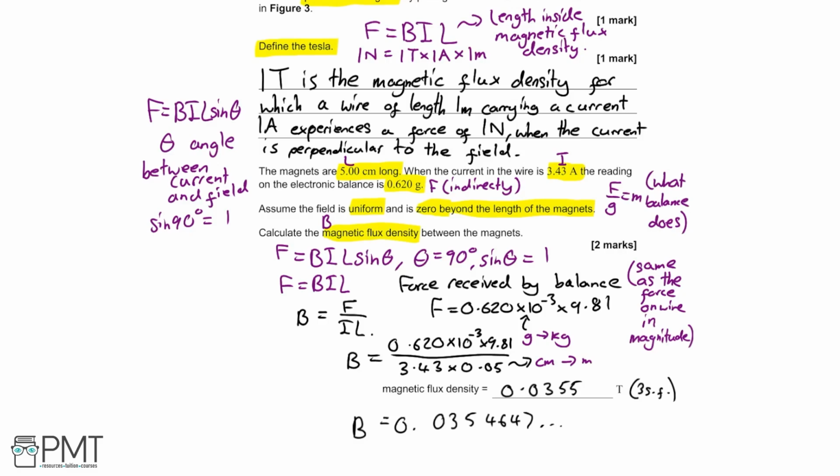In this question, we got 1 mark for the correct formulation of an equation involving B is equal to F divided by IL, with F is equal to the mass recorded by the balance multiplied by g. And the 2nd mark for doing that substitution correctly and getting the correct final answer.